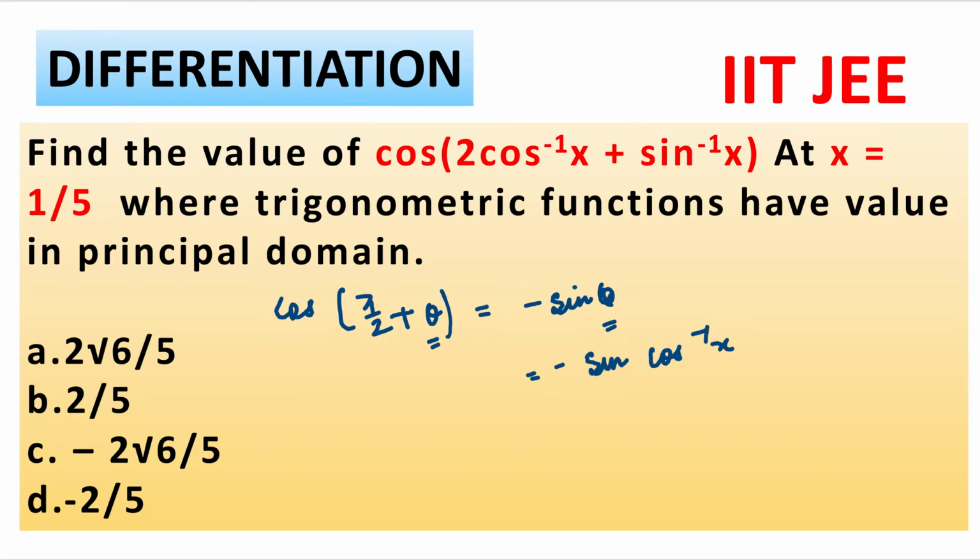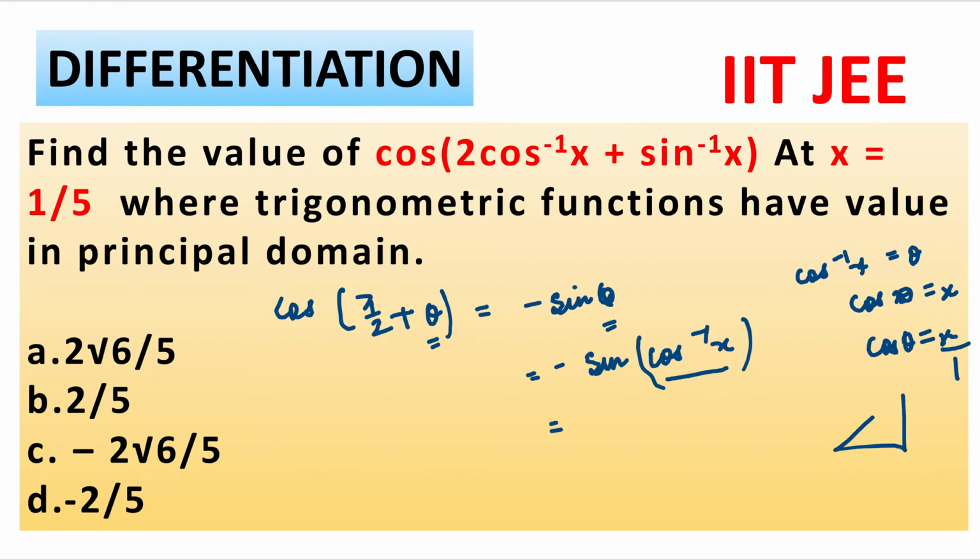Now another thing is that, now we have minus sine of cos inverse of x. Now this cos inverse x, we can also say that if cos inverse of x is equal to theta, then cos theta is equal to x, right? So we can also say cos theta is equal to x by 1. So if we draw a triangle and if this is our theta, we can say that cos of theta is equal to x by 1.